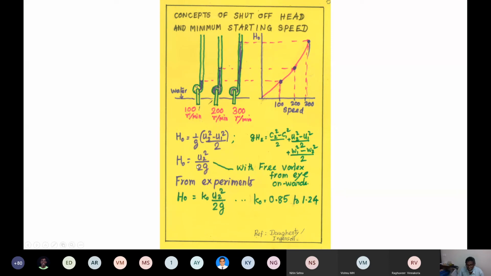Now the other equation is H naught is equal to U2 square by 2G. This shut-off head will be higher than this because here it is U2 square by 2G minus U1 square by 2G. So this also people give an explanation.